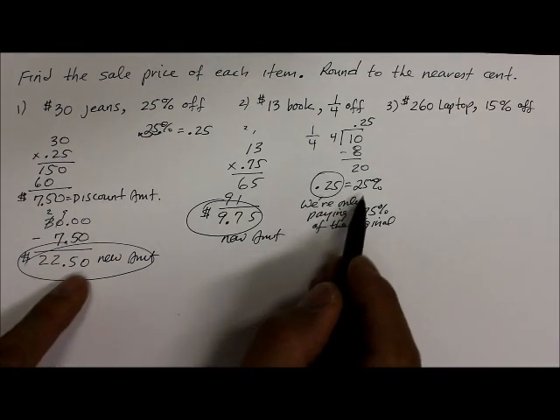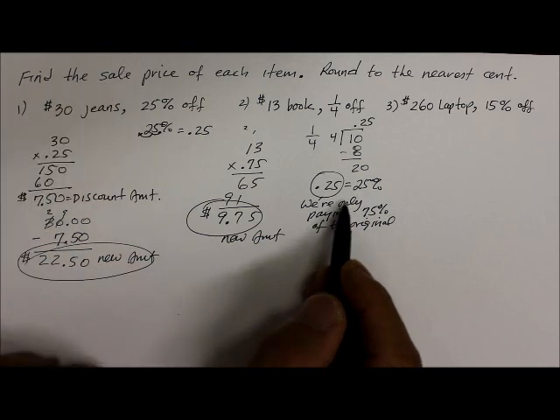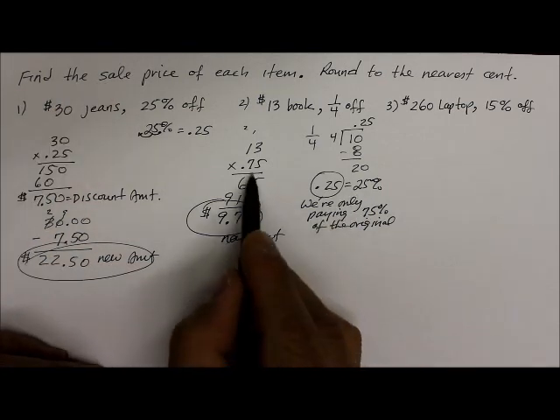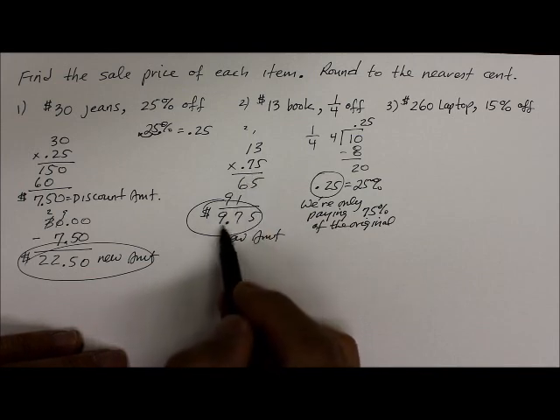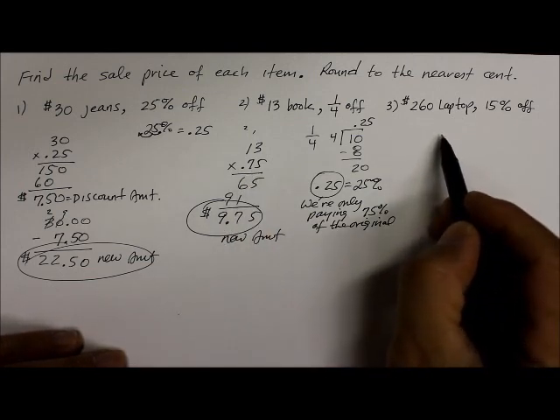You may want to think about doing it both ways. Sometimes it is easier to find the discount amount, or sometimes you have to find the discount amount because the test questions might ask you for it. But sometimes if they ask you what's the sale price, well, just multiply the portion that you are paying and then you get the amount. How about this one?